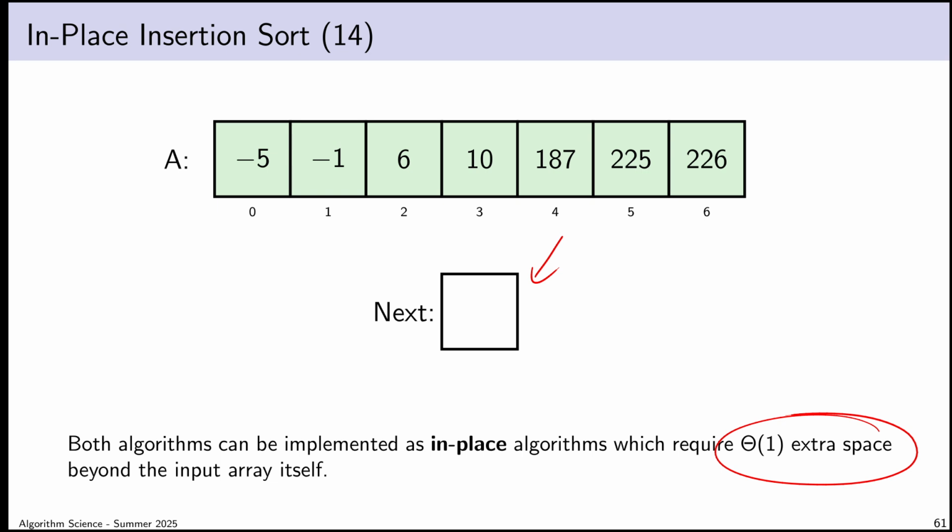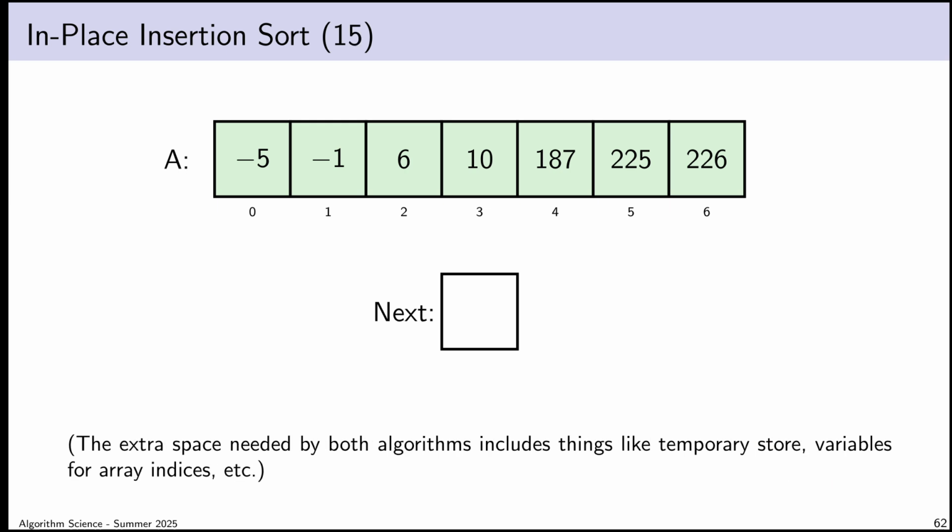Versus the earlier insertion sort, where I had to make a copy of the array. And of course, the size of that copy is proportional to the size of my array. That would require big theta of n extra space. And so basically, temporary storage.